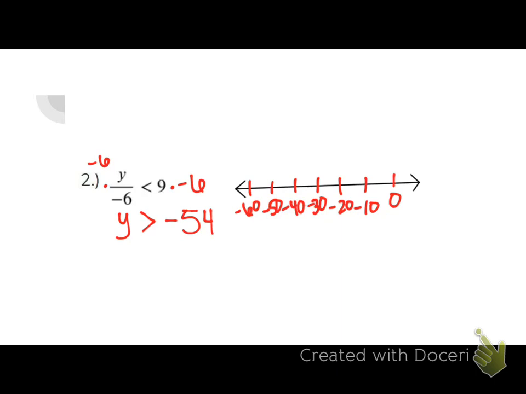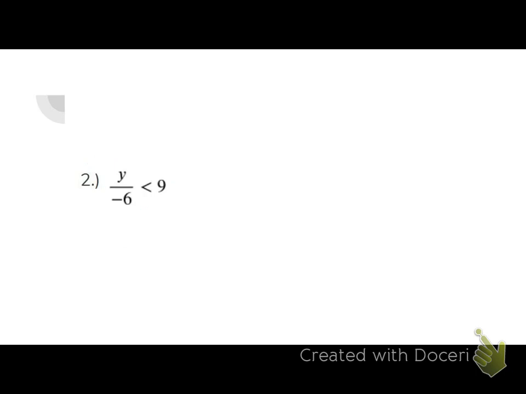Open or closed? Open. There is not a bar underneath it, so we leave it open. And we shade it to the right. Good. We go by what the symbol looks like at the very end. At the very end, it's a greater than. So we're going to shade right. Questions about number 2? Okay, moving on.